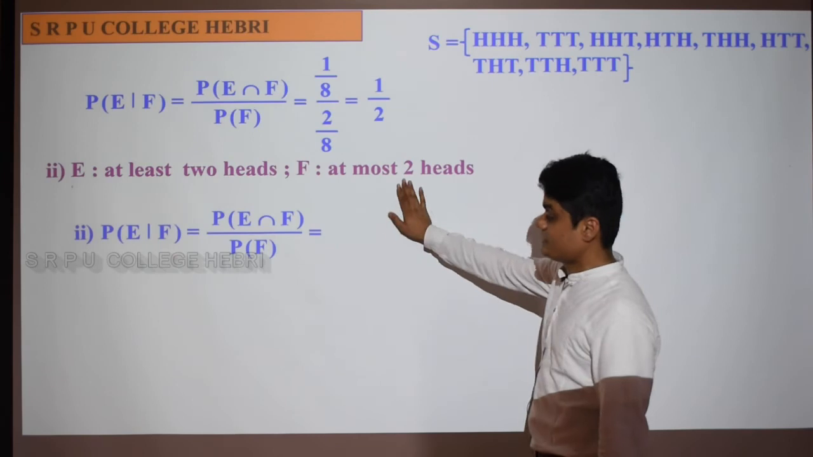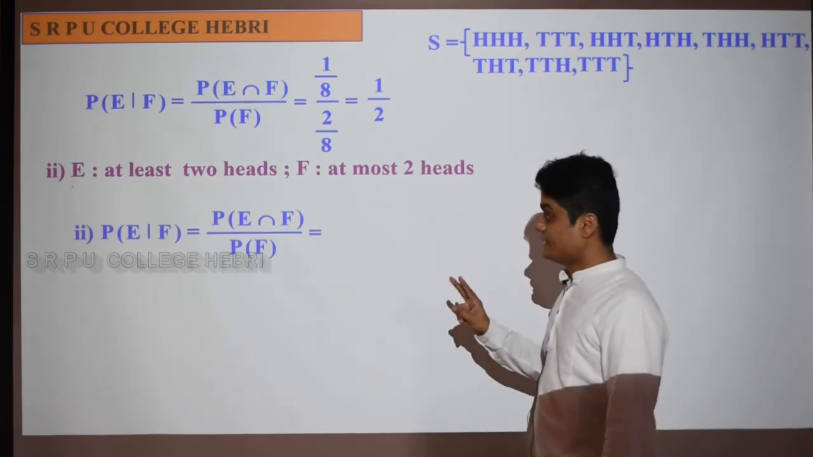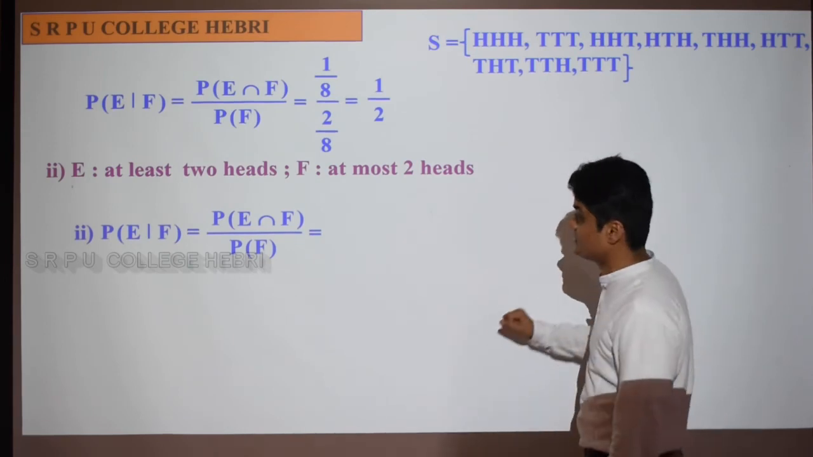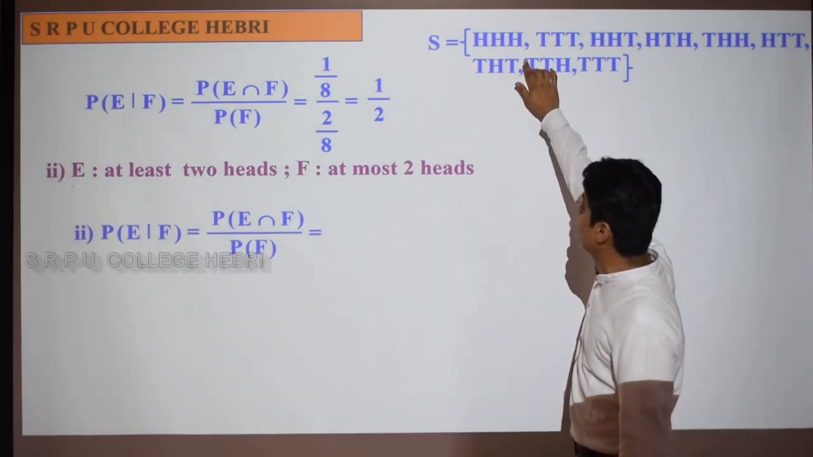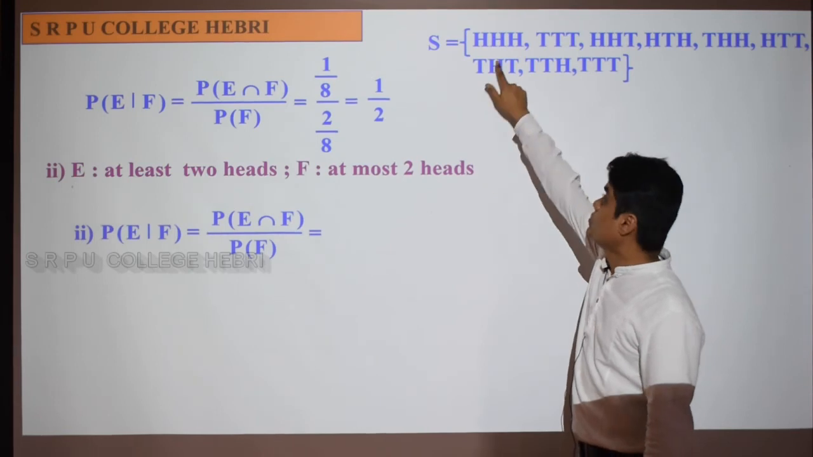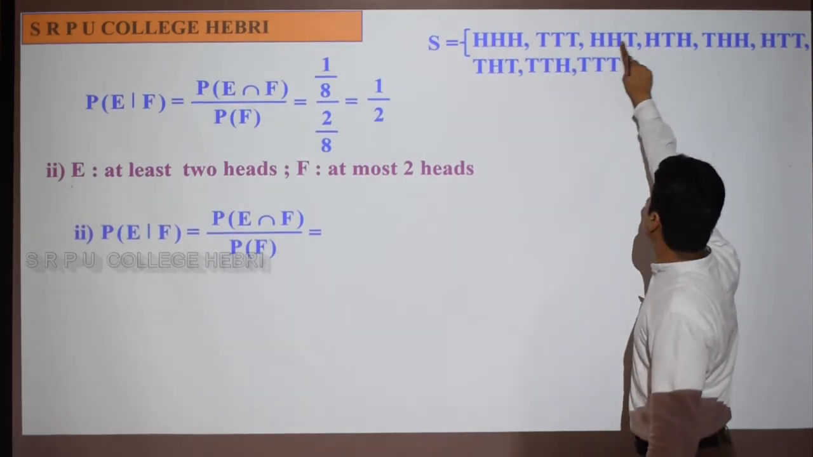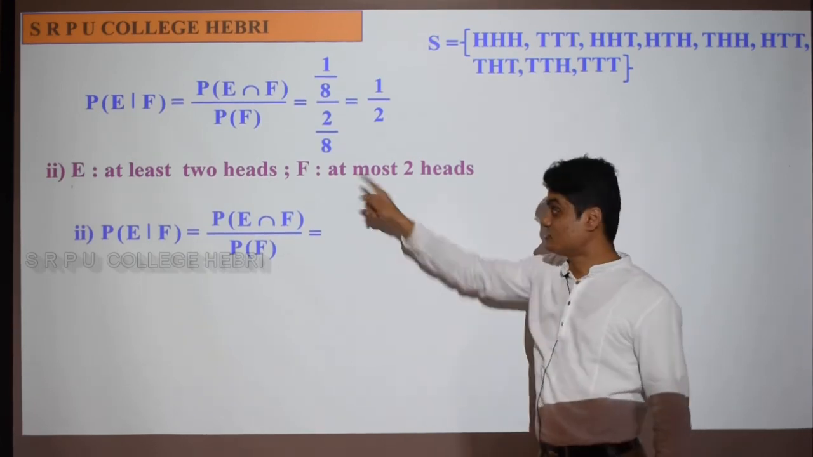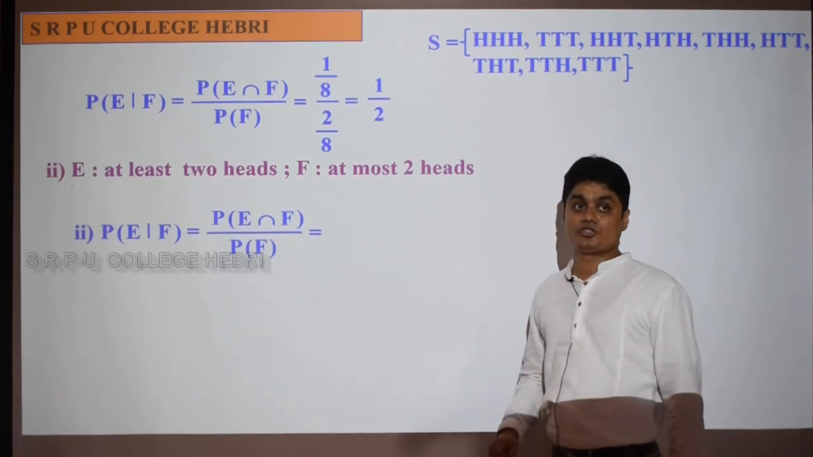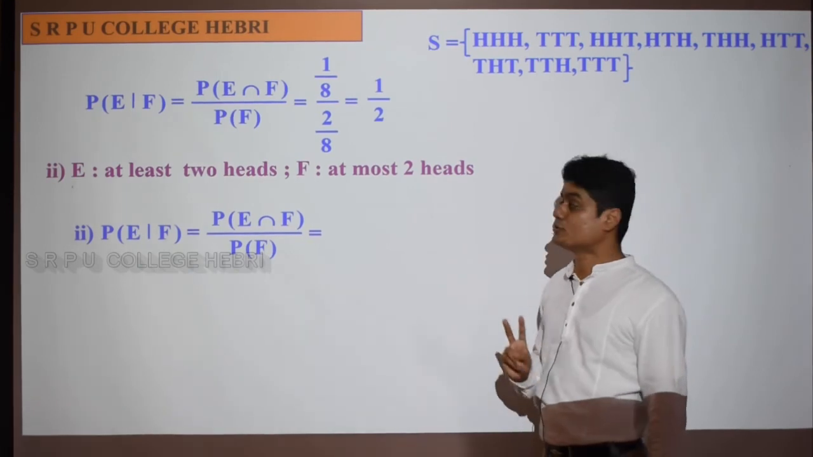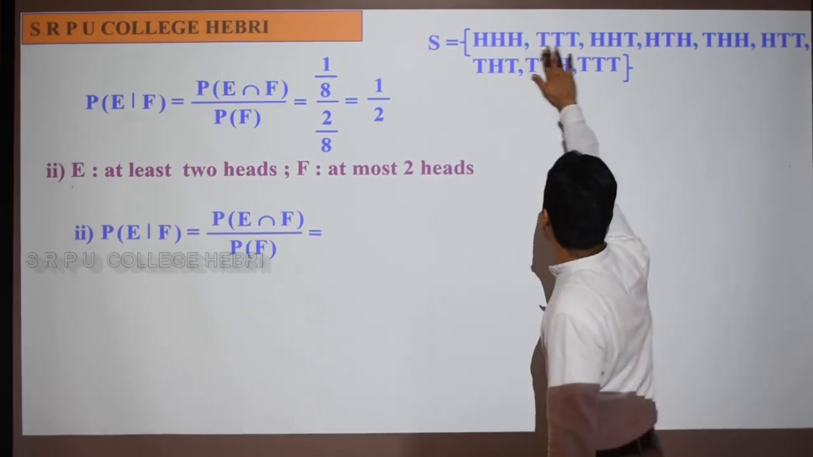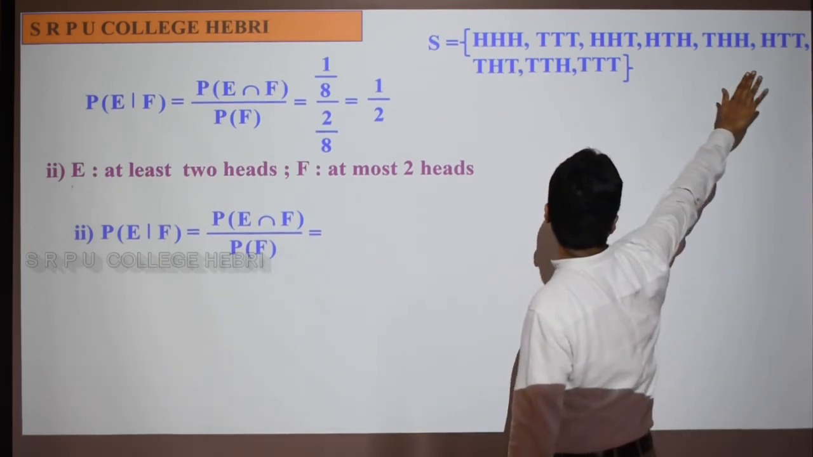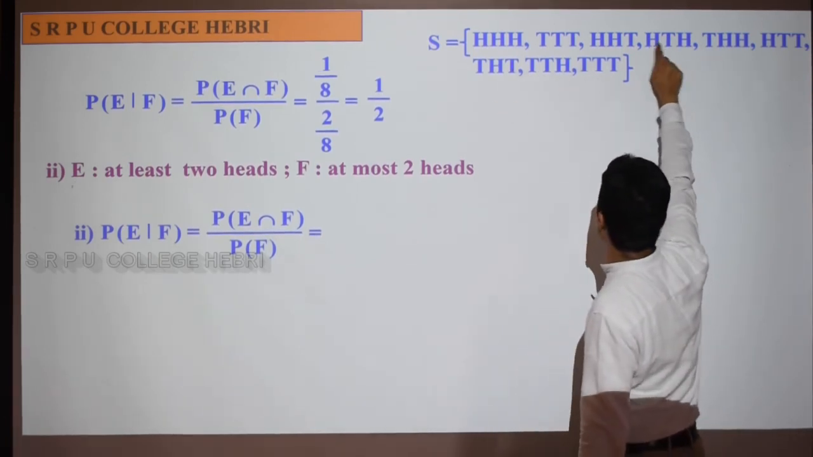Okay, so let me find out first the probability of E intersection F. At least 2 heads, at most 2 heads. What is the possibility? Tell me. What does at least 2 heads mean? Which ones come under at least 2 heads? Minimum 2 heads, right? 1, 2, 3, 4. Four possibilities. At least two heads only, and at most two heads means maximum two. So this one is not allowed, right? One, two, three, that's it.